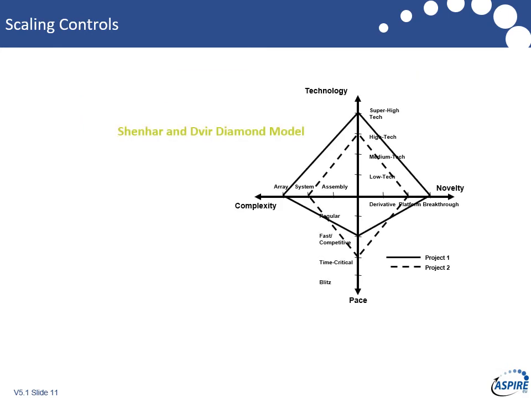So there's this great model by people called Shenhar and Dvir, the Diamond Model. And what you can see there is they've produced this tool for assessing the level of complexity. And they've used 4 dimensions: technology, novelty, complexity, and pace. And we've implemented this with a number of clients, and it works extraordinarily well.